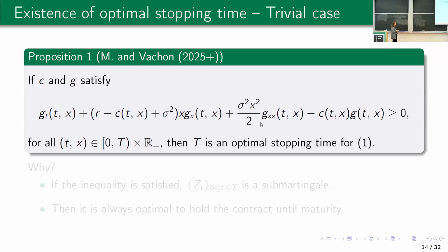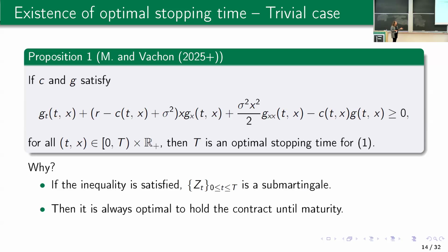And when this function stays positive on the whole domain of the value function, then we know that maturity is an optimal stopping time for the problem. We know that it's optimal to wait until maturity, so not to exercise or surrender early. And the reason is basically the same reasoning as for an American call option written on a non-dividend paying underlying. And that's our first result.